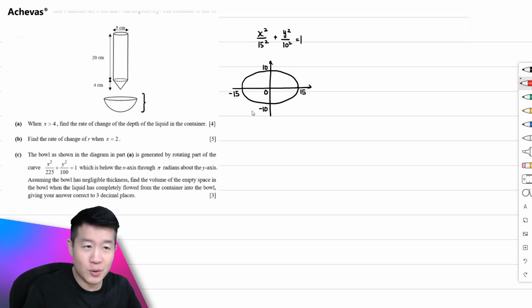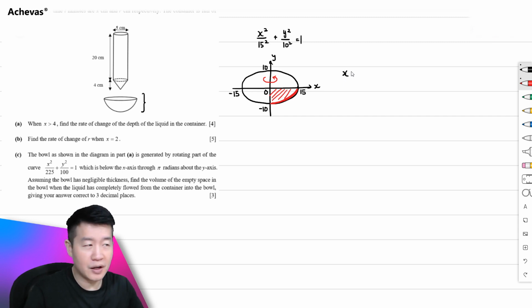But if you were to look at this question, in order for me to get the bowl, we will just be basically using this part of the ellipse. Just this part. So we will be looking at this region here being revolved about the y-axis. Which means that we will take this equation and make x the subject so that we can revolve it about the y-axis.